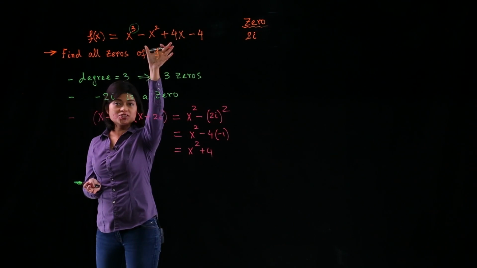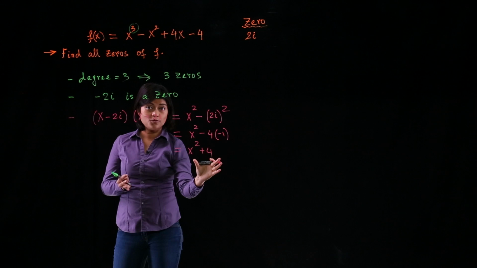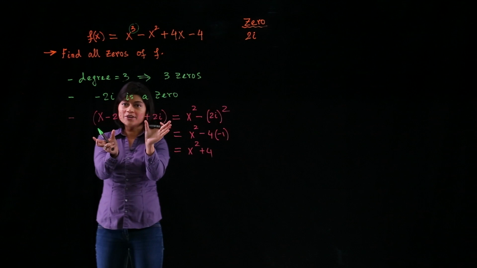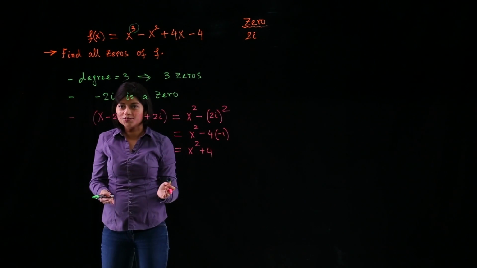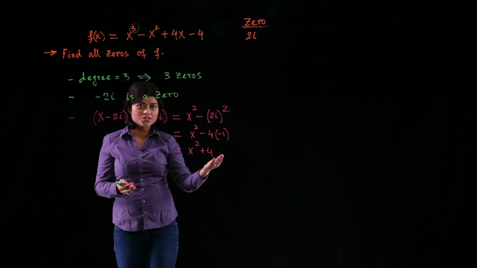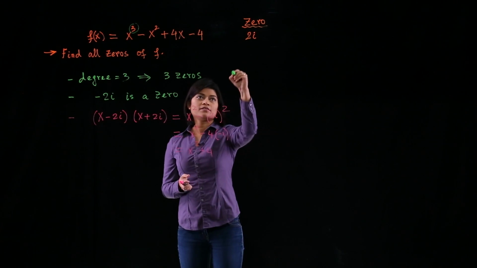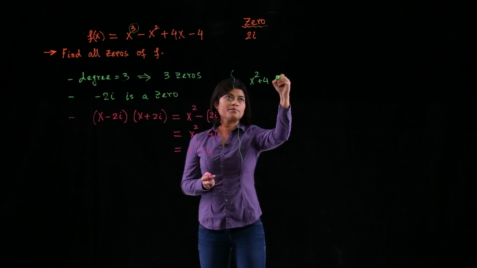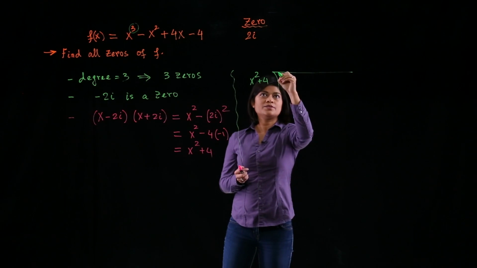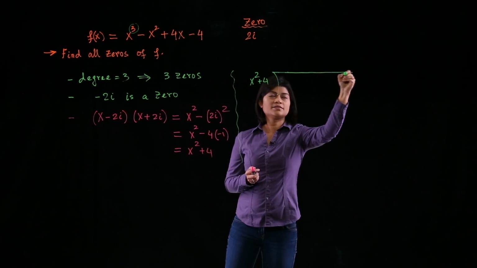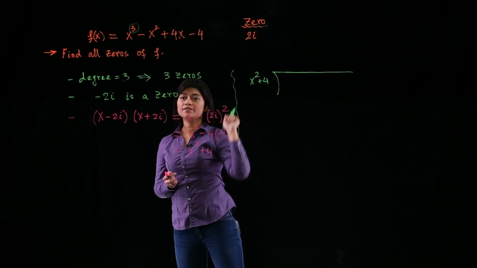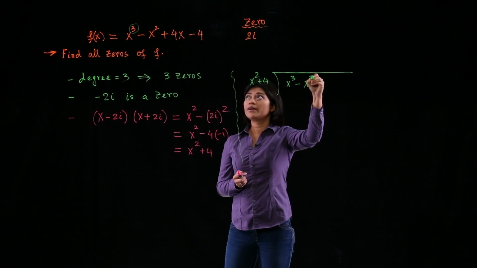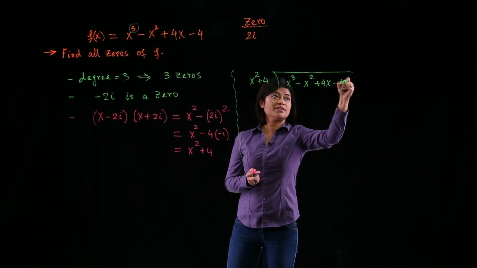Well, we already have the expression for the function. We know that x squared plus 4 is going to be the combination of the two factors. So we just have to figure out the third factor, which will give us the last zero. So how do we do that? Well, we can just use long division. So take x squared plus 4 and divide the function expression by x squared plus 4. So the function is x cubed minus x squared plus 4x minus 4.